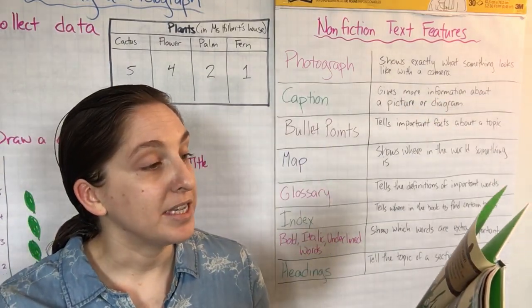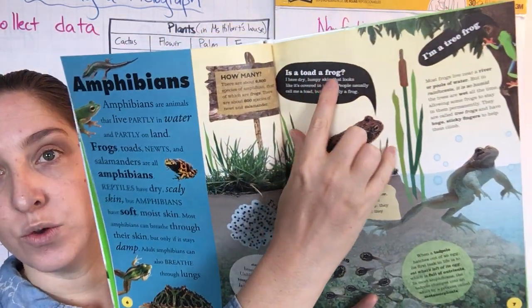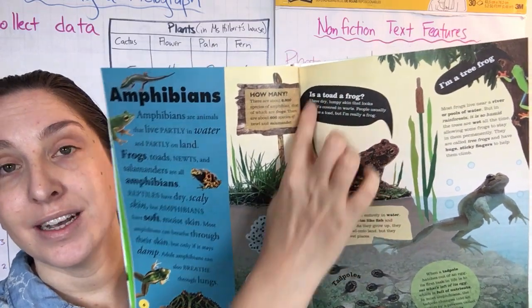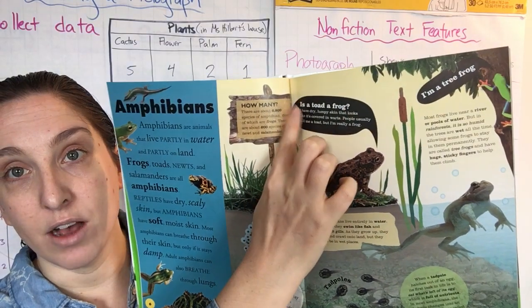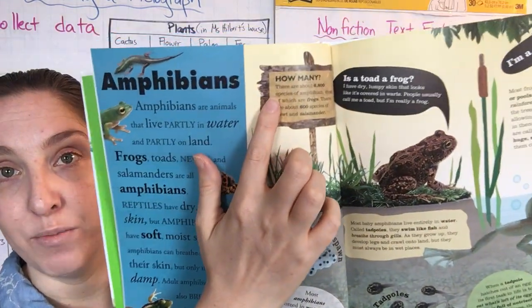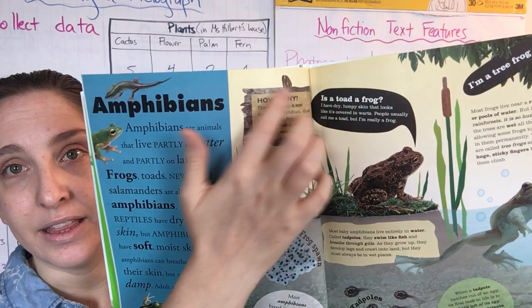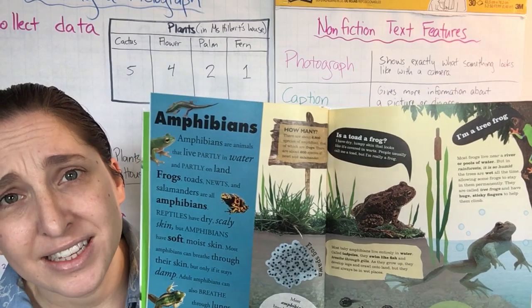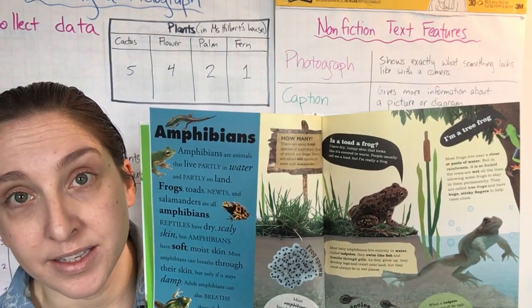I also see headings here. Here's one, is a toad a frog? That tells me that this little speech bubble is going to talk about, is a toad a frog? That's the topic of this bubble. And here's one more, how many? That's a heading. It tells me that this box here is going to talk about how many of something. My guess is how many amphibians, because this whole page is about amphibians.